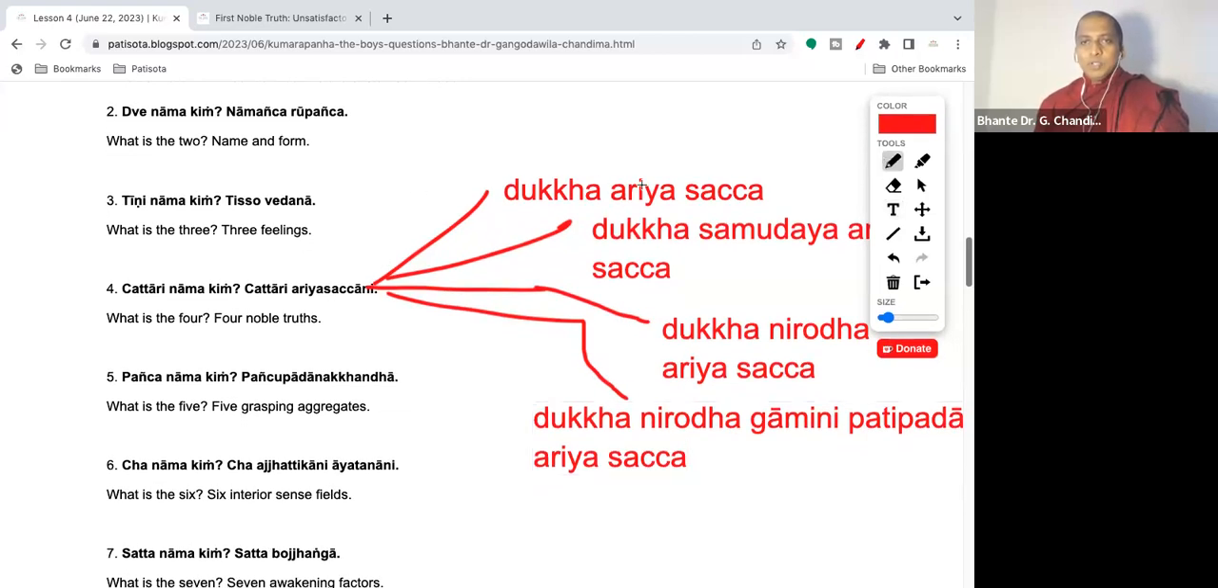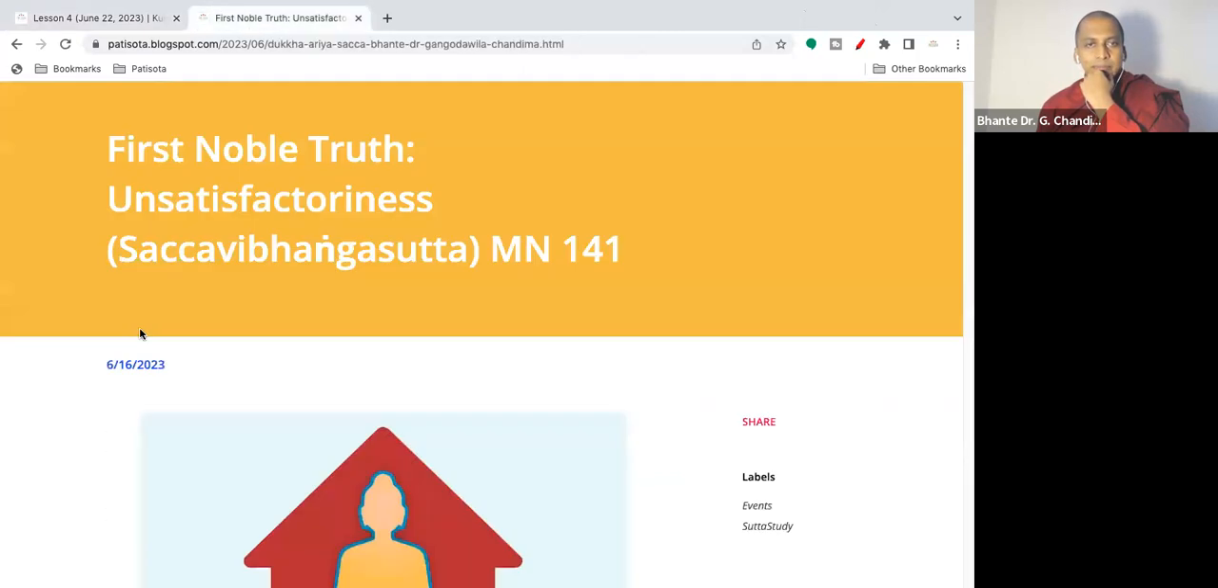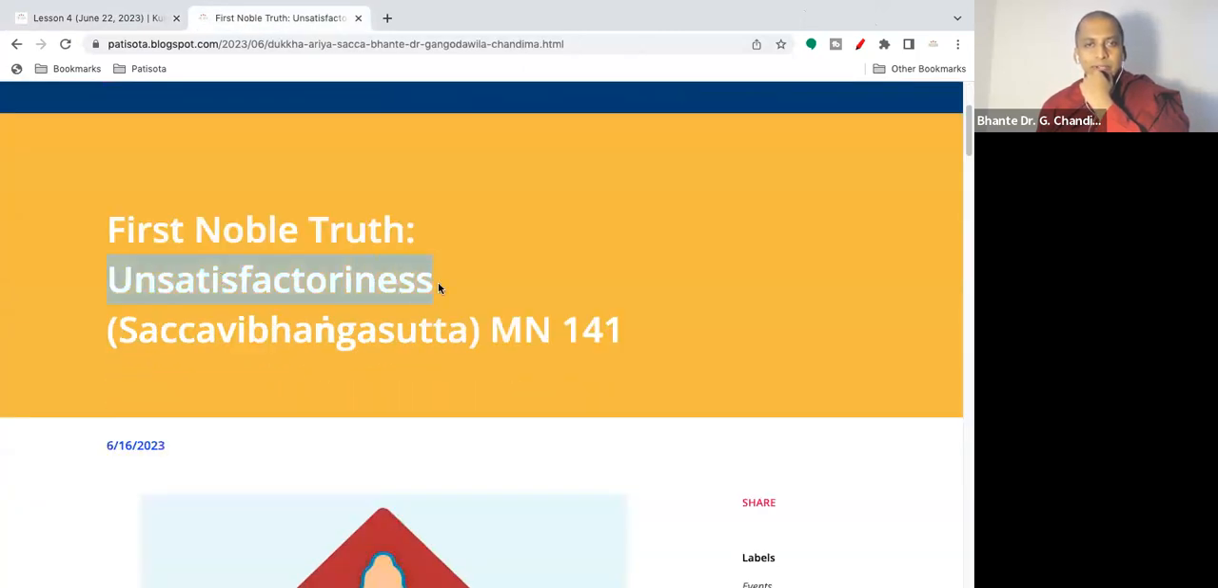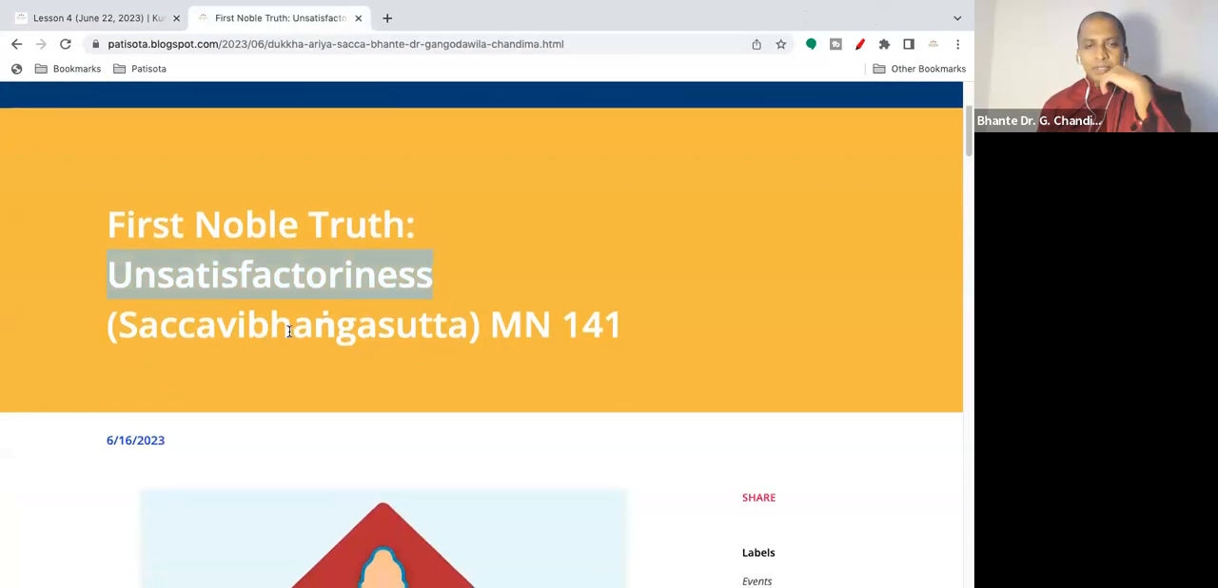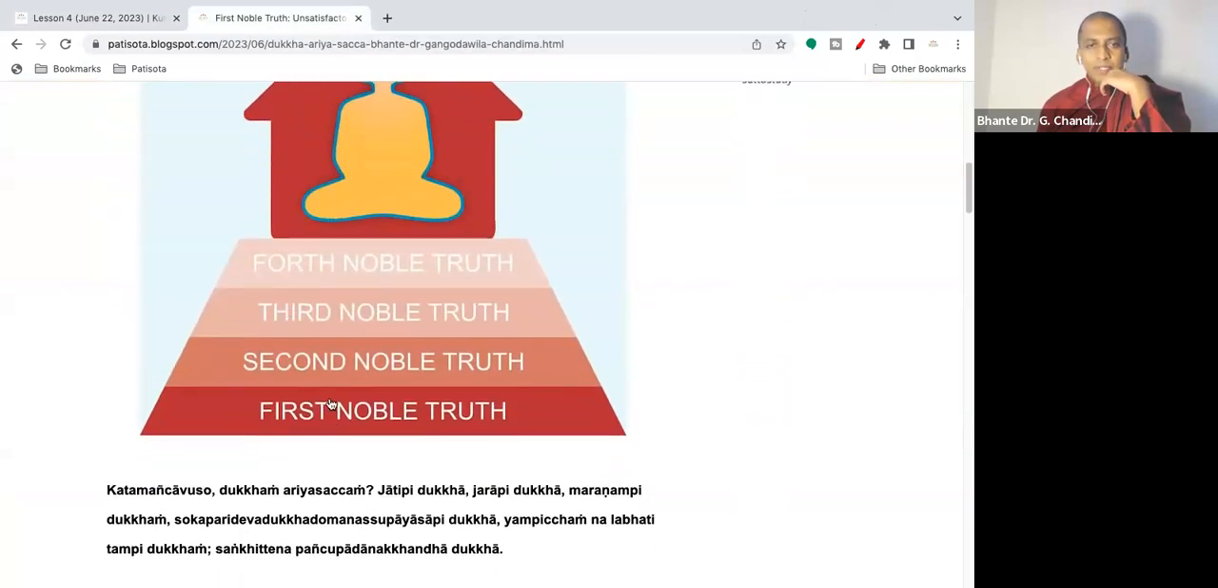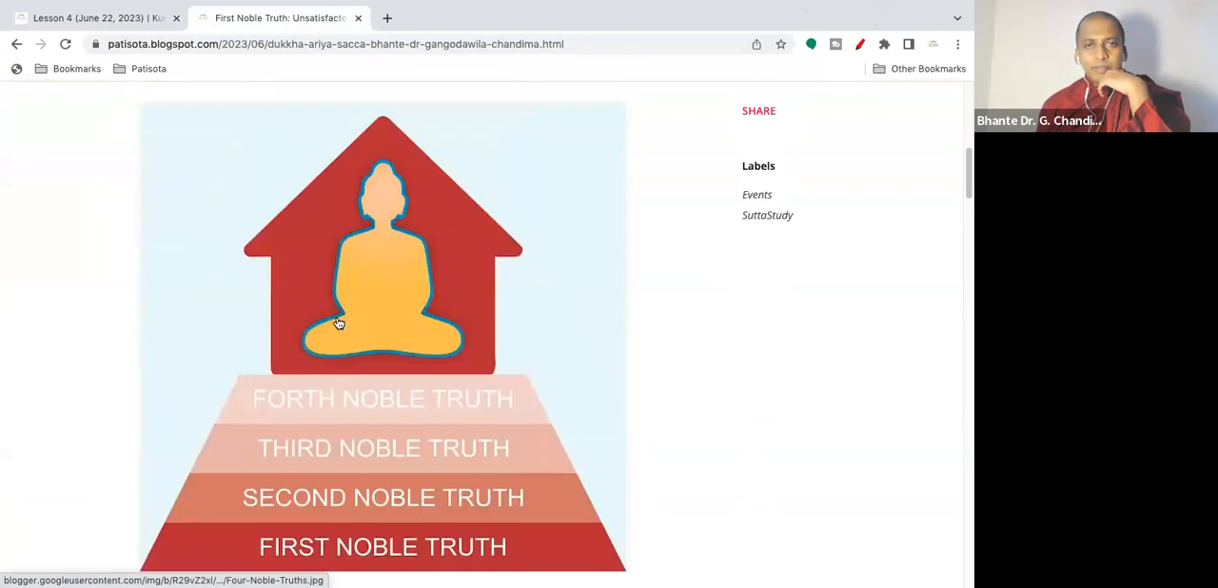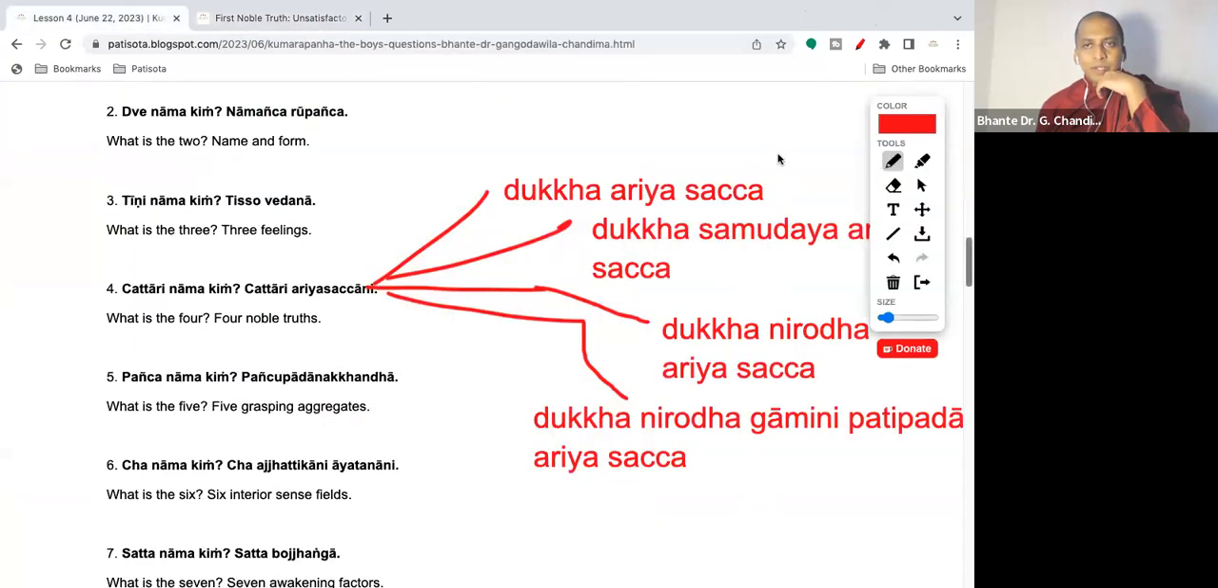Okay, so now when you see that, what is the truth actually over here? The truth is the dukkha. That means unsatisfactoriness. This is not proper to be translated as suffering. This is called unsatisfactoriness. This is from another sutta: first noble truth, second, third, fourth. So it is better to translate them as unsatisfactory.